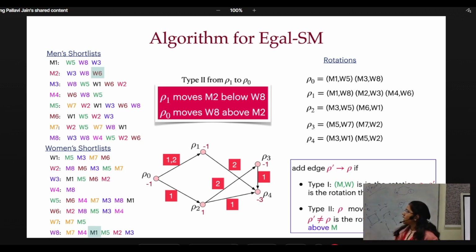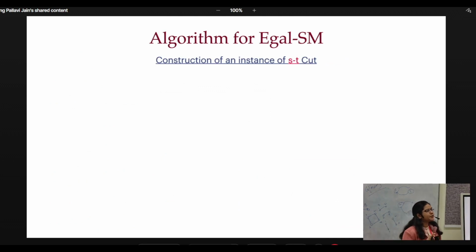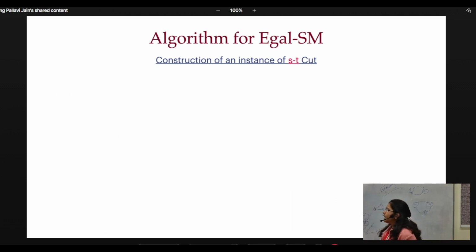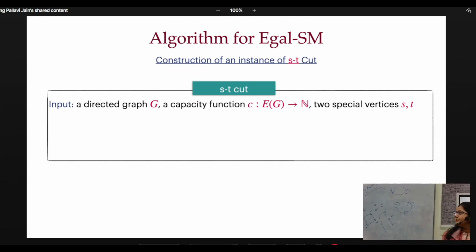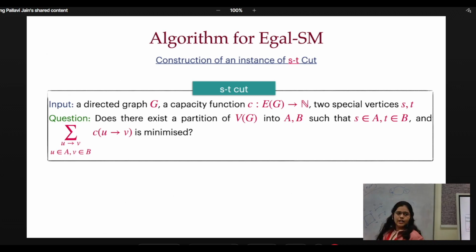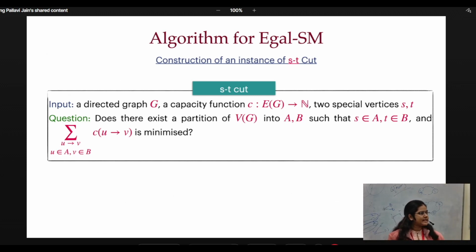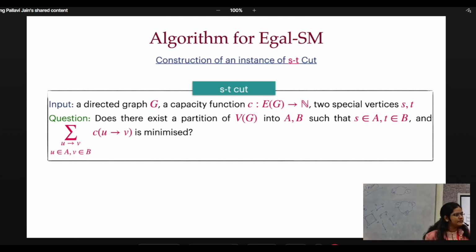Now, the construction of the weighted rotation diagram, the sparse diagram, is clear, I hope. Is that clear? Now look at the ST cut. What is ST cut? The input is a directed graph G, a capacity function on every edge, and two special vertices S and T. The question is: does there exist a partition of V(G) into A and B such that S is in A, T is in B, and the capacity of the edges going from A to B is minimized? This is the ST cut problem.